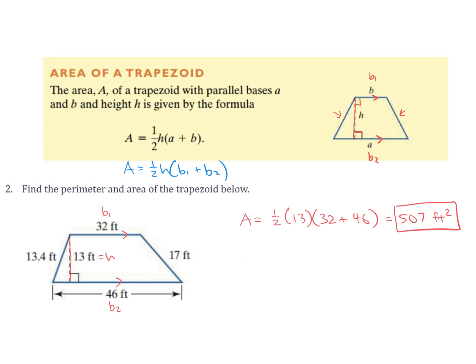And then for the perimeter, we're just going to add up all the sides. So I'm going to add 13.4, 32, 17, and 46.